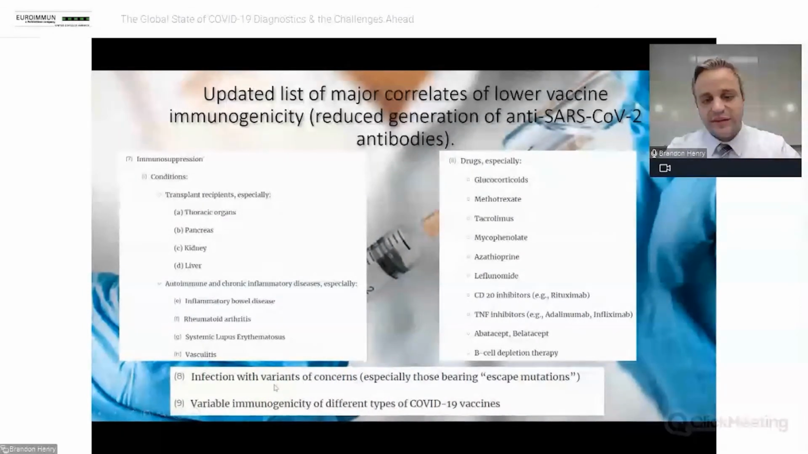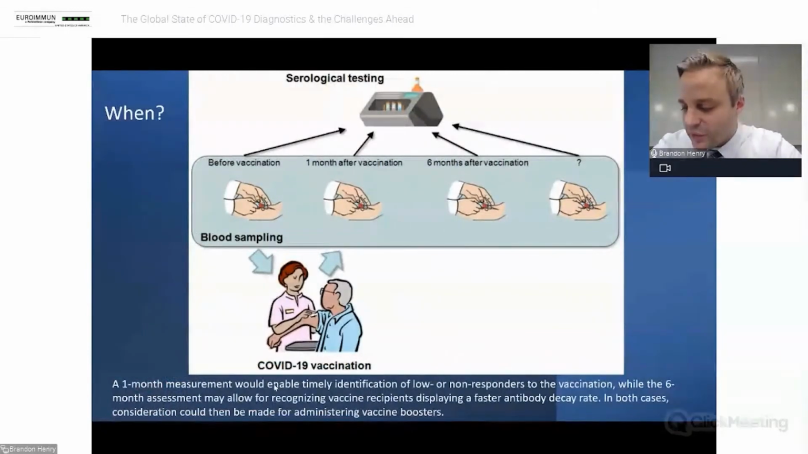In areas where we have widespread variants of concern being circulated in the population, those patients probably should undergo serologic monitoring, even healthy individuals. So let's move on to the when. When should we consider serologic testing?